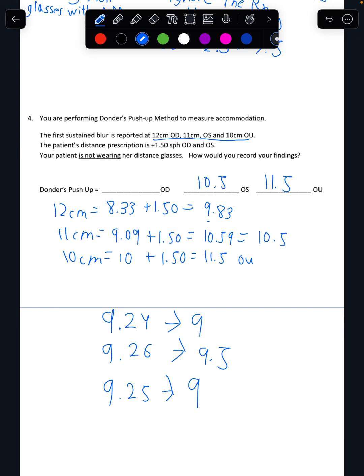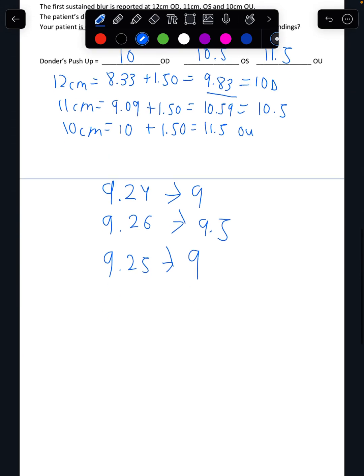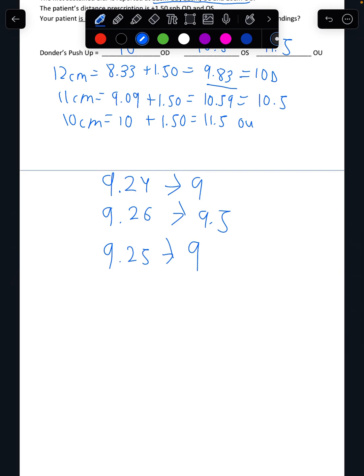And then with this 9.83, I want you to remember that we are only working with half diopters. So whenever we have a number that's not a whole or a half diopter, we're just going to round to the nearest half diopter. So in this case, we're going to round to 10. And that's our answer.